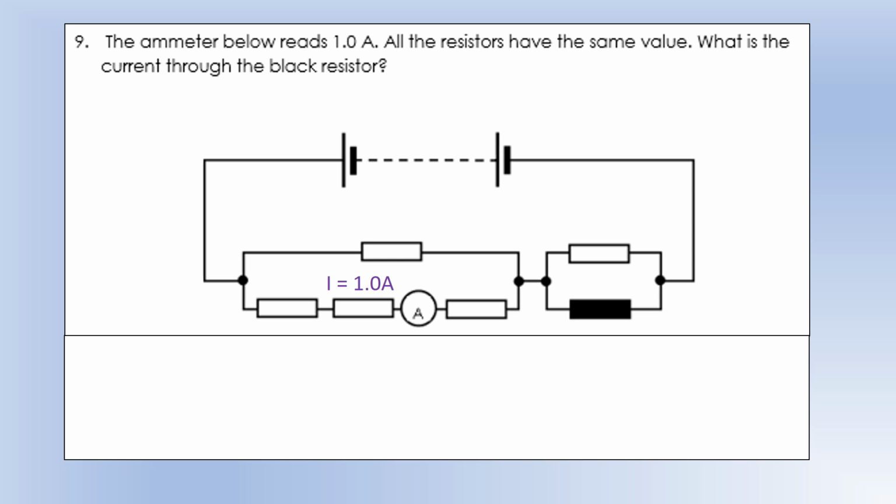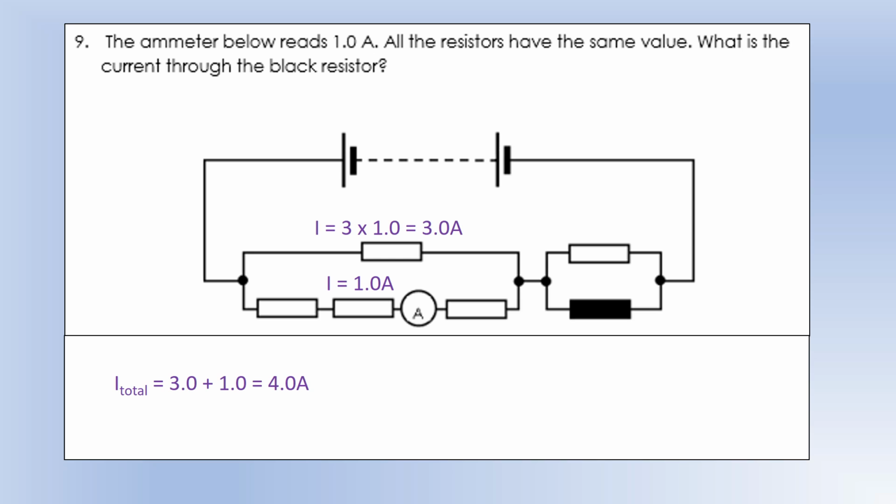The ammeter below reads 1 amp. All the resistors have the same value. What is the current through the black resistor? So if these resistors are all the same, the other branch parallel to the 1 amp has 1/3 the resistance. Therefore, it would have 3 times the current. So we're going to have 3 amps going through this one.